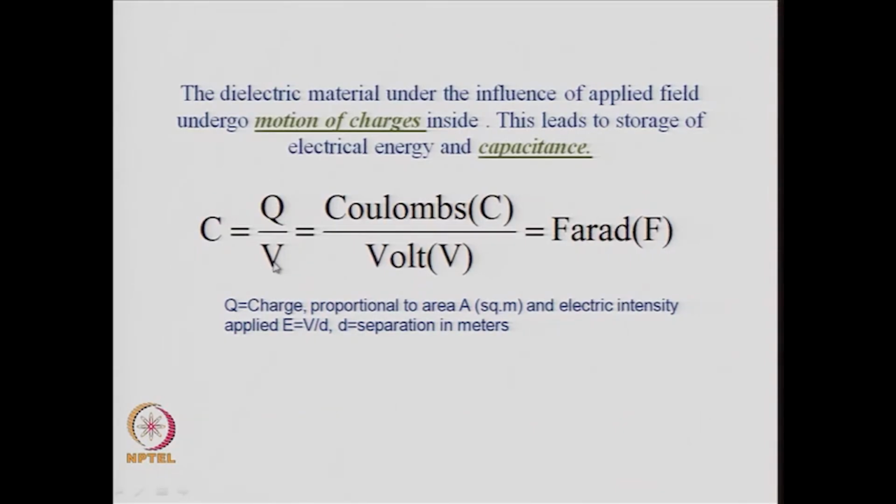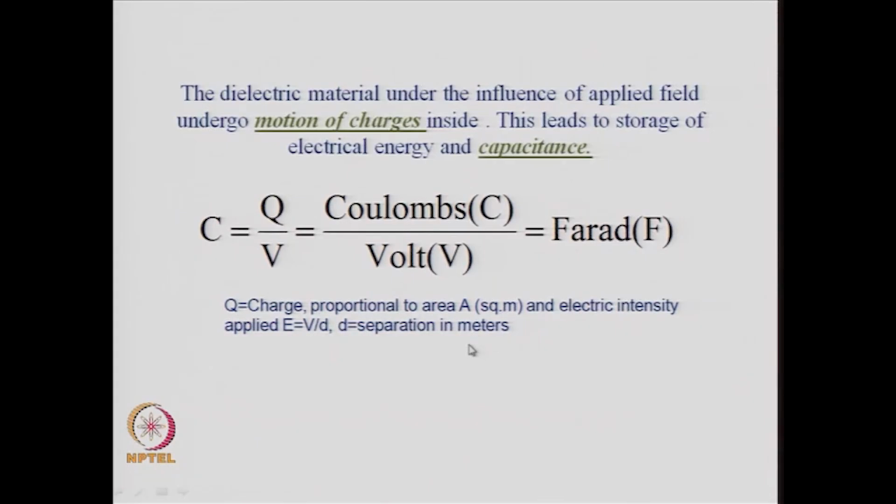Then the charge divided by the potential gives the capacitance, and since the charge is measured in coulombs and the potential is measured in volts, coulomb per volt gives you the unit of capacitance, which is the farad. So, 1 farad is 1 coulomb per volt, and the electric field is actually related to the potential divided by distance. If the distance is d, then the electric field is the electric potential V divided by the distance d in meters.